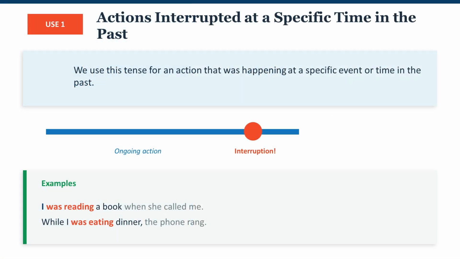The first use of the past continuous tense is for actions that were interrupted or that were happening at a specific time in the past. Imagine you are doing something, and then something else happened and stopped or interrupted that action. For example, I was reading a book when she called me. Here, the reading was the ongoing action, and the phone call was the interruption. Another example, while I was eating dinner, the phone rang. Notice how the ongoing action uses the past continuous, and the interruption uses the simple past tense.